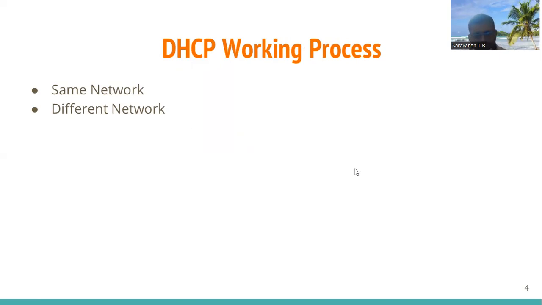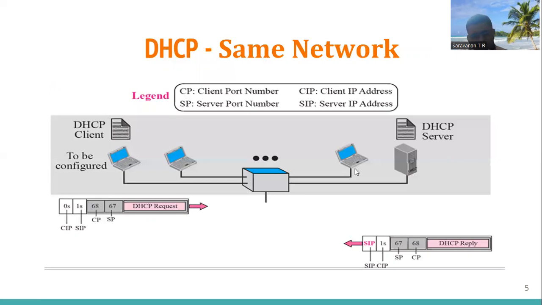When you are going to work with DHCP in the same network, this will be the diagrammatic representation. Here we have the client port and server port available. The DHCP request has client port, server port, and CIP and SIP, which are nothing but the client IP address and server IP address.